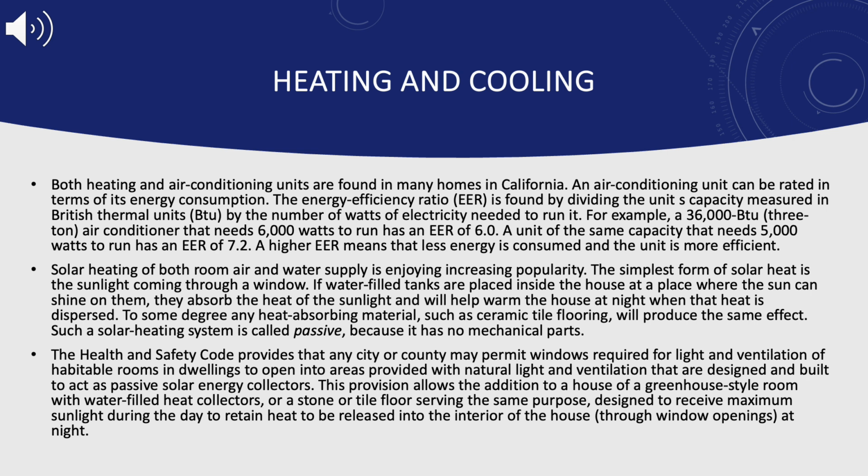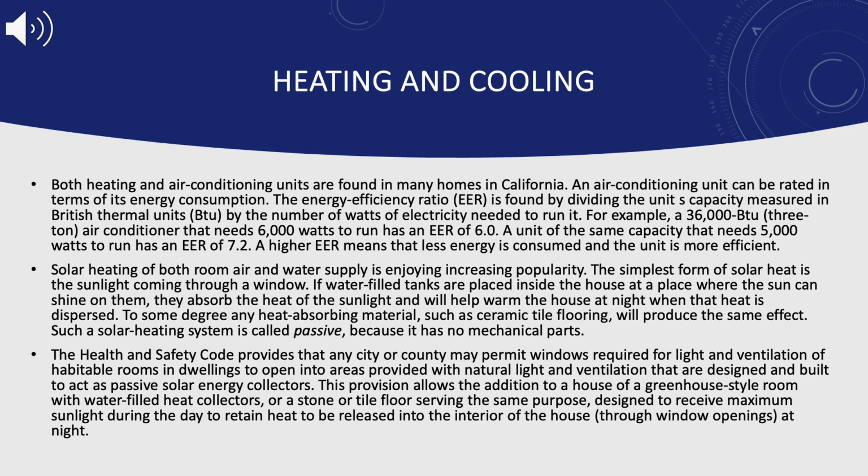An air conditioning unit can be rated in terms of its energy consumption. The energy efficiency ratio, EER, is found by dividing the unit's capacity measured in British thermal units, BTU, by the number of watts of electricity needed to run it. For example, a 36,000 BTU 3-ton air conditioner that needs 6,000 watts to run has an EER of 6.0. A unit of the same capacity that needs 5,000 watts to run has an EER of 7.2. A higher EER means that less energy is consumed and the unit is more efficient.